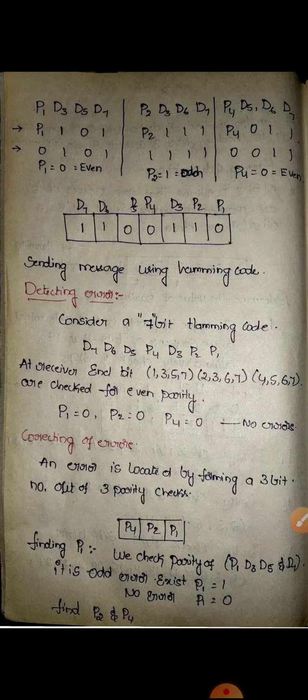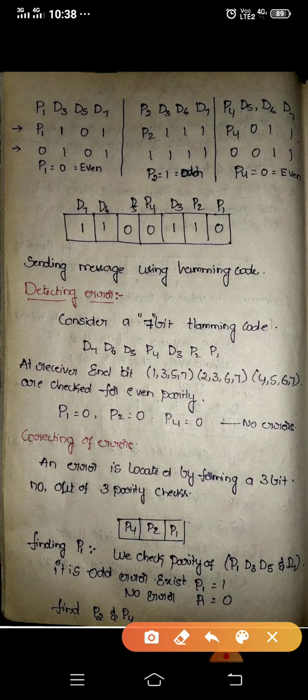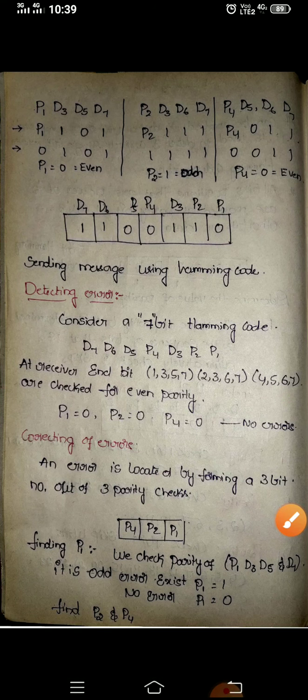So similarly, P2 and P4 we can also find out. For P2 we will take P2, D3, D6, D7. For P4 you can take P4, D5, D6, D7. So like this we have to find out.